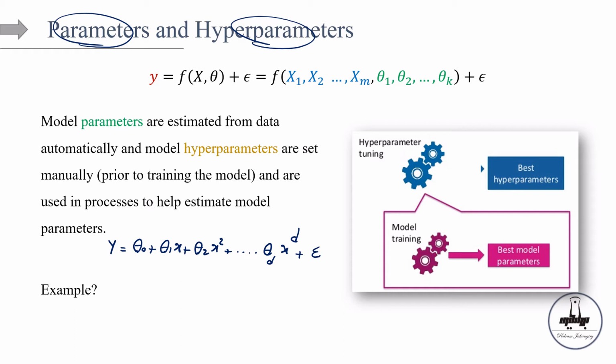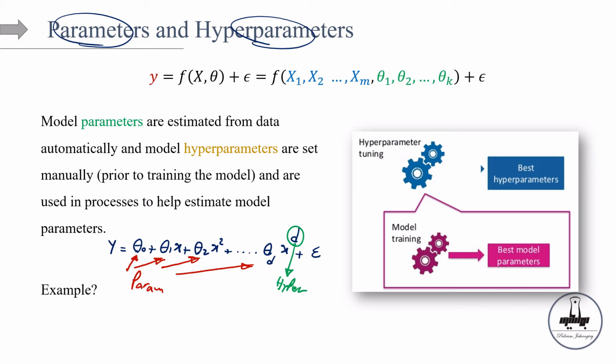What are the parameters in this model? The parameters are the thetas. So I have theta 0, theta 1, etc. These are the parameters. What is the hyperparameter? In this specific model, the degree of the polynomial is going to be my hyperparameter. Do all machine learning models have hyperparameters? No. But this specific one has. For those models that have hyperparameters, just be aware that this number is initially set by the user manually, and then down the road, it's going to be optimized.